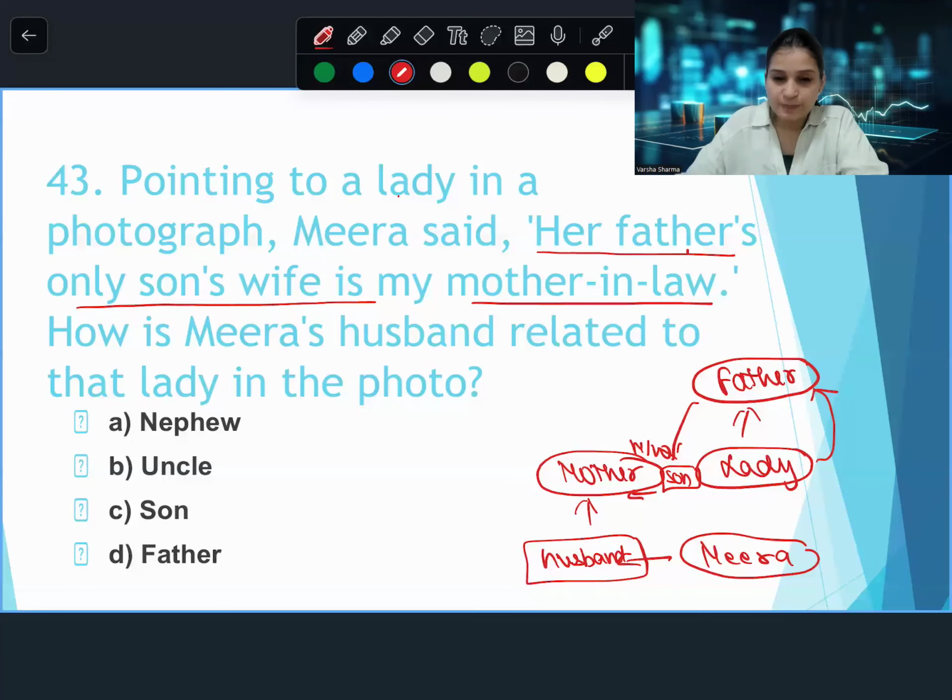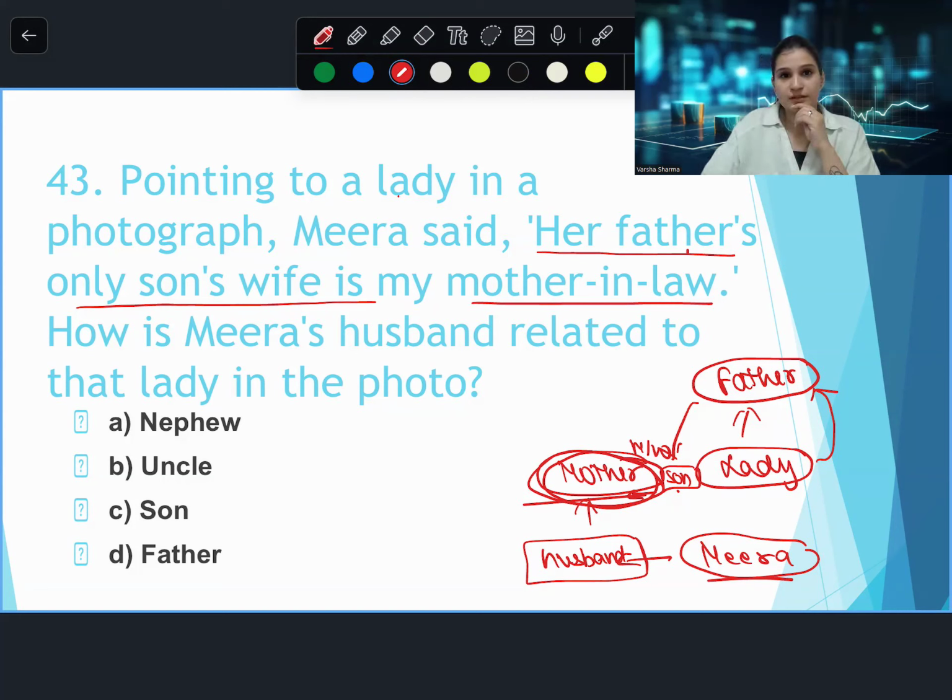The lady's father, this person, his son, only son's wife, is this mother-in-law. Meera's mother-in-law is the wife of the only son of that lady's father. Meera's mother-in-law is the wife of that lady's father's son. Okay, ma'am. Till now it's okay. That means the mother-in-law and that lady are in the same generation. So, ma'am, the son and lady are brother and sister, right?